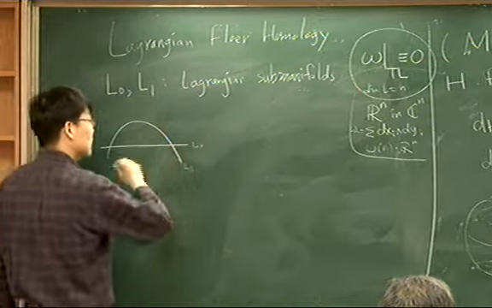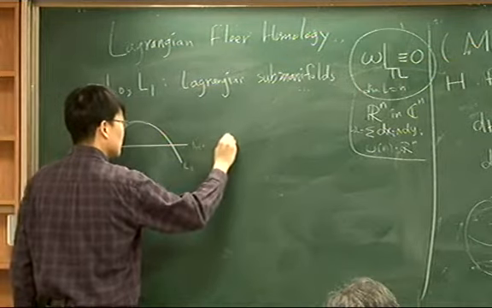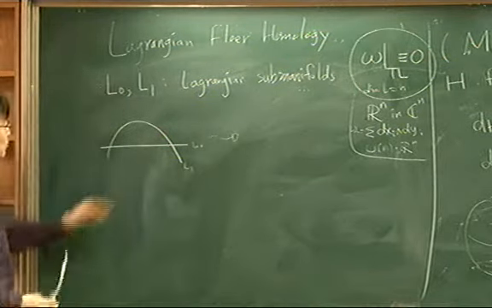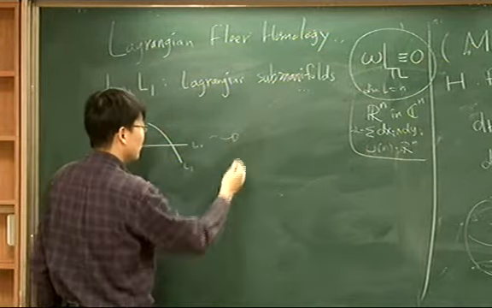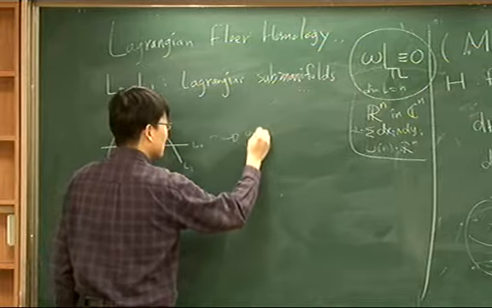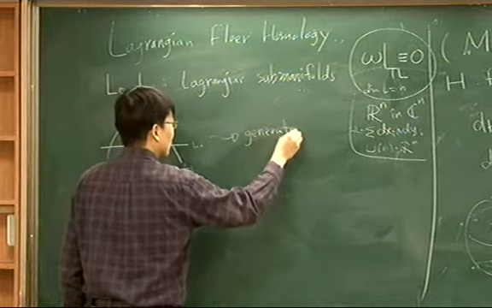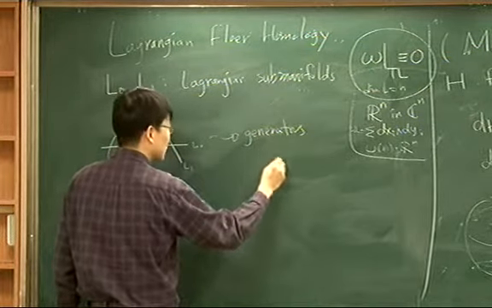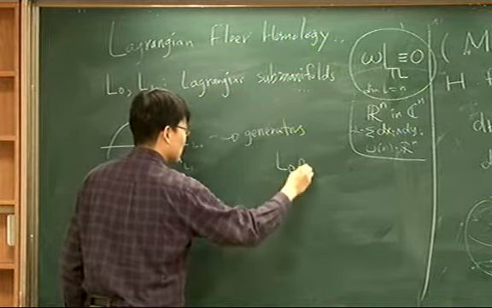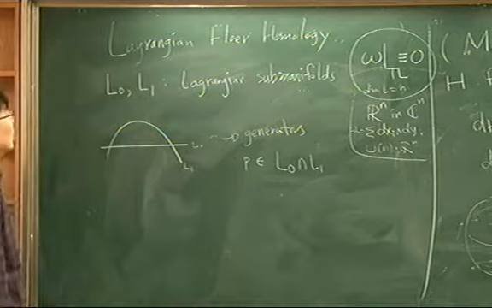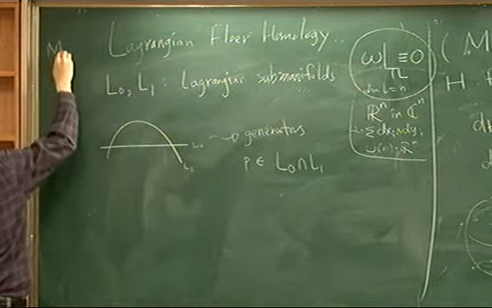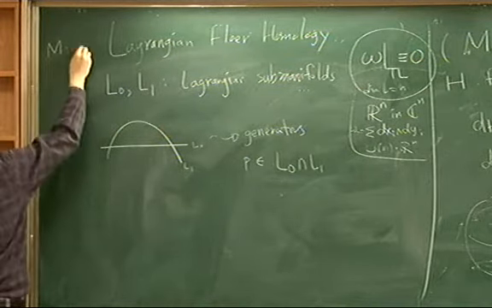and so given two Lagrangian manifolds, you want to define a flow and a certain chain complex. In this case, generators are given by intersection points, L0 intersect L1. Are you assuming that the manifold is a closed manifold? So M, let's say, M is compact.